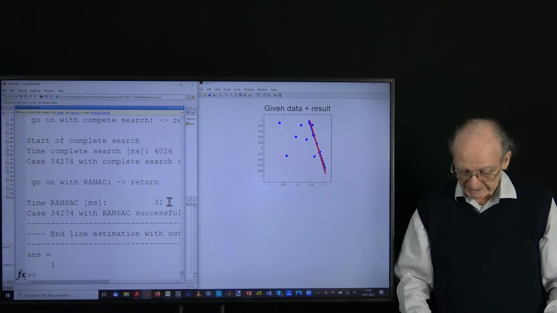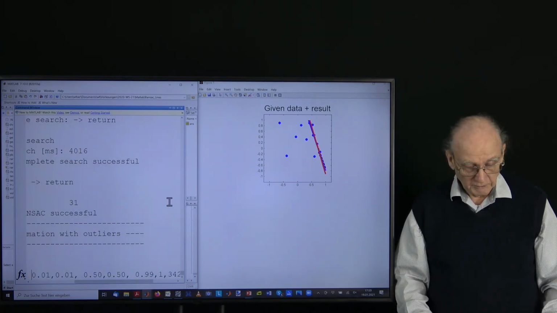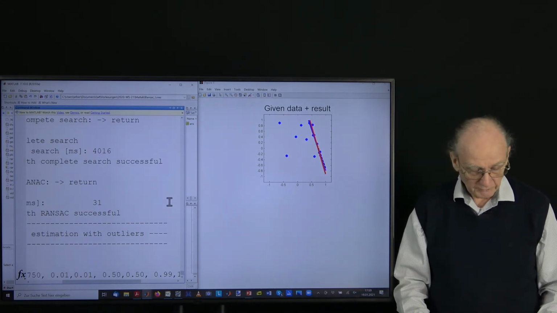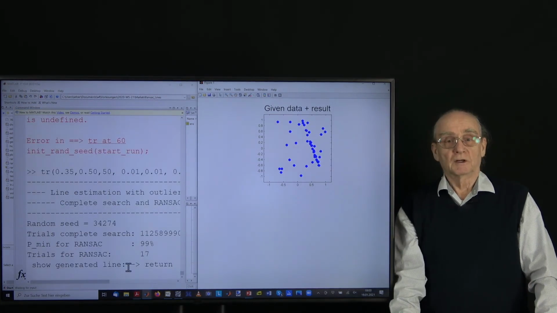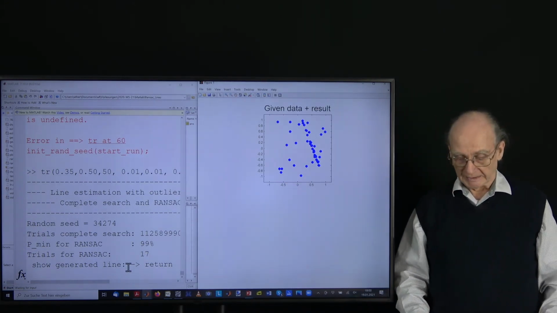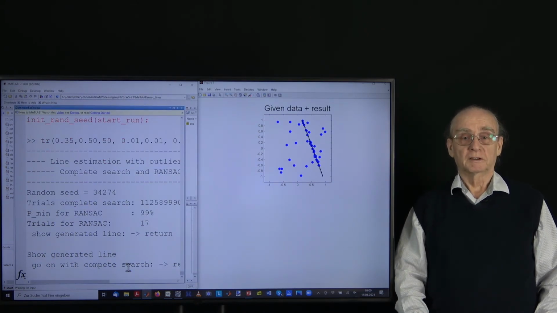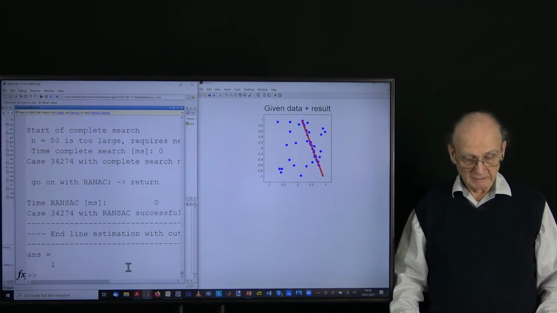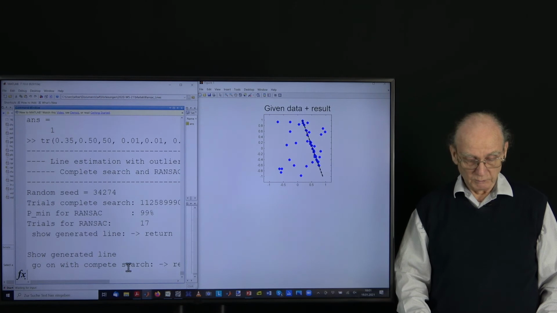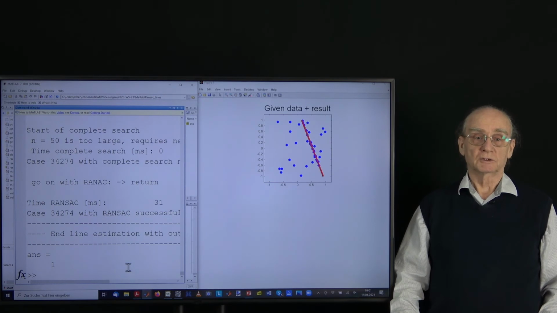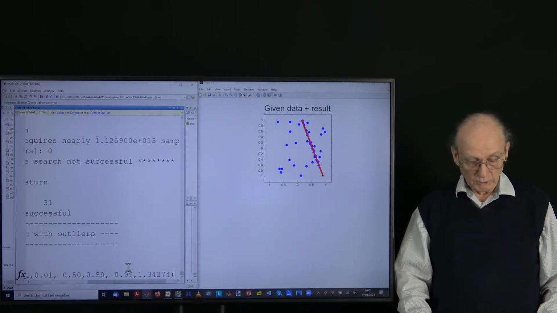So now let's take the situation and work with 50 points. Of course, for our visual system, it's very clear where the straight line is. So the straight line is here, and RANSAC takes how many seconds? 0, so I have to do it once more. So it takes about 31 milliseconds, which is very fast. So let's do it once more.